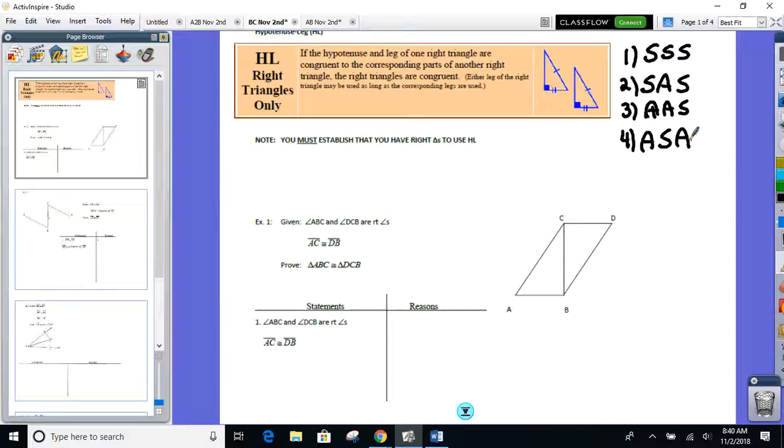All right. So here's your introduction to the 5th and final way to prove triangles congruent. HL. Okay? HL stands for hypotenuse leg. That is why I've warned everybody it can only be used if you're talking about 2 right triangles, because a hypotenuse is only located in a right triangle.